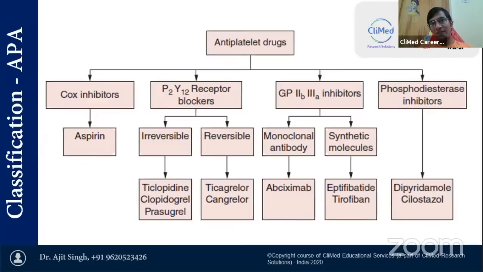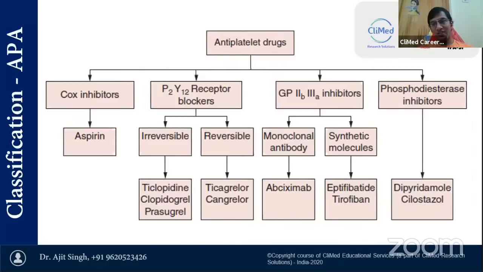These are not given for 5 days or 10 days. These are just short-term drugs. We give one shot or two shots, that's all, not more than that. And these are very expensive as well, right? The drugs in the GP2B3A inhibitor category are abciximab, eptifibatide, and tirofiban. Right? You may have heard of these drugs when you are posted in the cardiology department.